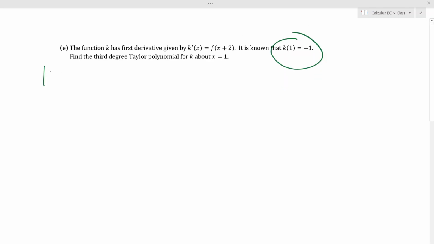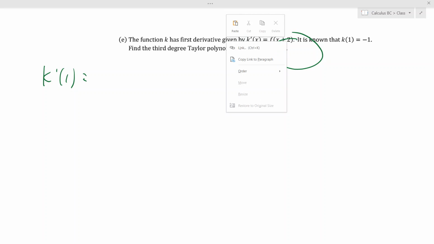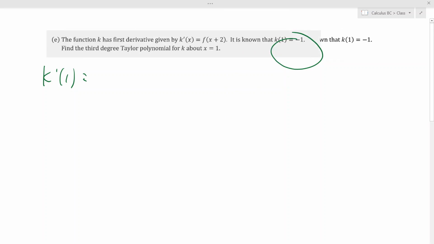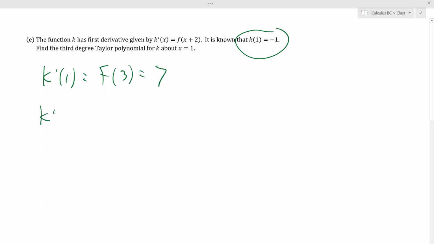We need k prime of 1, which they told us is right here. So that's just, okay, chill. Great. So k of 1 is negative 1. K prime of 1 is just f of 3, which they told us was 7, right? K double prime of x is, which is f prime, that's easy. It's just f prime of x plus 2.